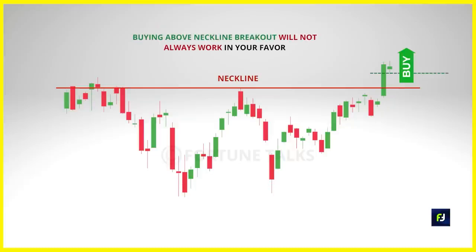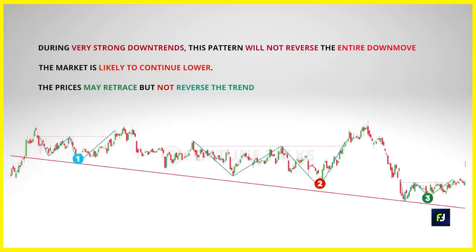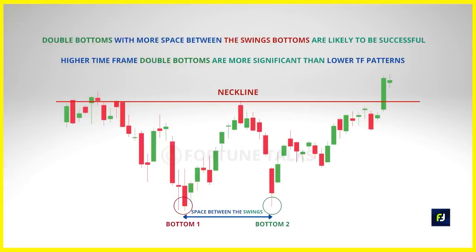Many traders make this mistake of buying the break of the neckline after a double bottom pattern is formed. But this won't always work in your favor, because if the market is in a strong downtrend and it forms small double bottoms every now and then, the chances are the market is likely to continue lower. In addition to this, not all double bottoms are made the same. The time frame that we use for spotting the pattern and the space between the swing lows or the swing bottoms are also important factors worth considering. So a double bottom pattern formed on a higher time frame is more significant than one formed on a smaller time frame.